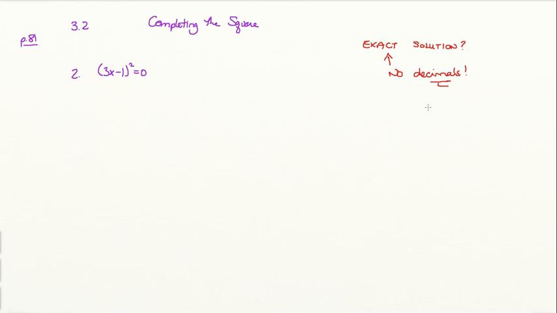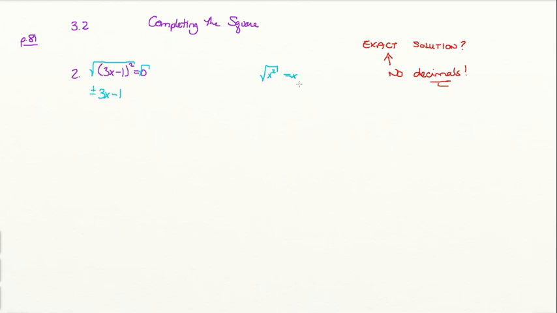F, 3x minus 1 all squared equals 0. So let's solve this one. I'm going to take the square root of both sides. And remember, if I'm taking the square root of x squared, that equals x. So the square root of 3x minus 1 all squared is equal to 3x minus 1. But it is going to be a plus or minus.